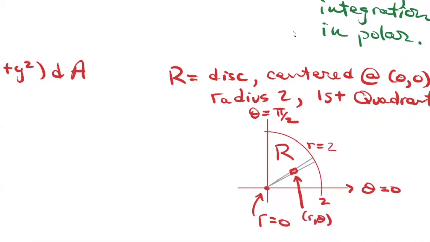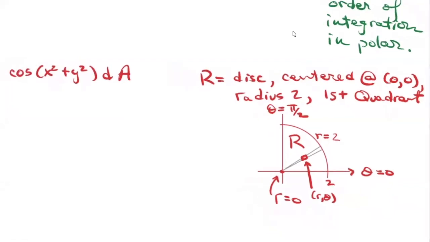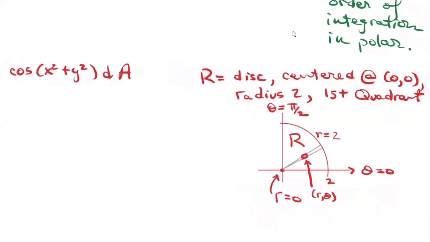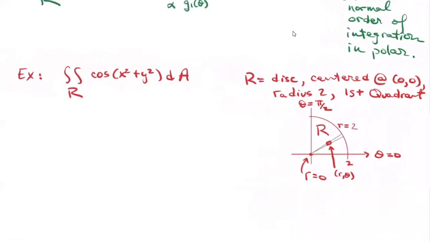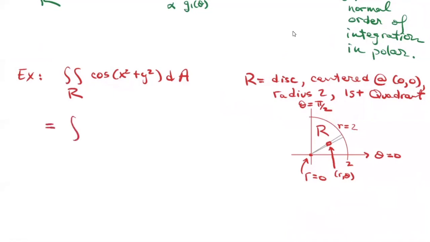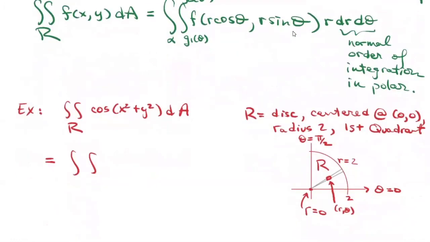And to fill up this entire region, that's the job of this little teeny differential area. It has to fill up the entire region. And to do that, r has to go from where to where? This is almost too easy. So we're going to have, hang on, hold on. What's the x squared plus y squared? It's r squared, right? So how about if we do cos of r squared, and then dA gets an r dr d theta? Any questions?